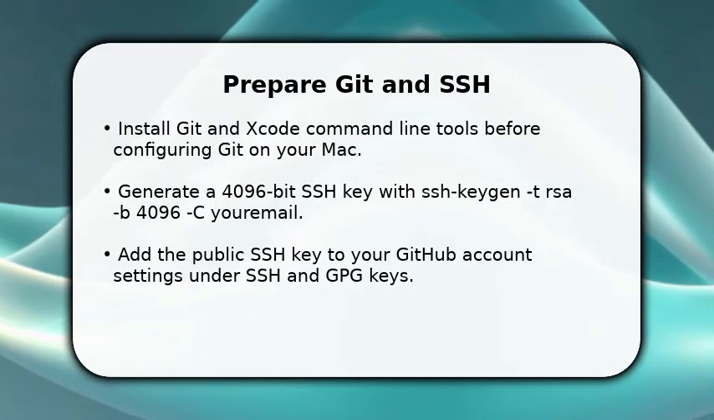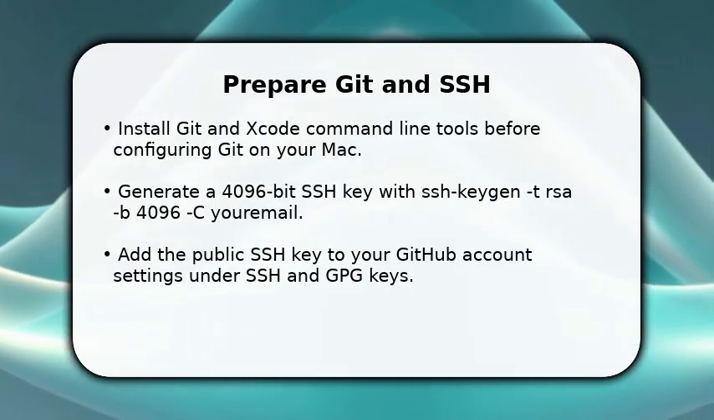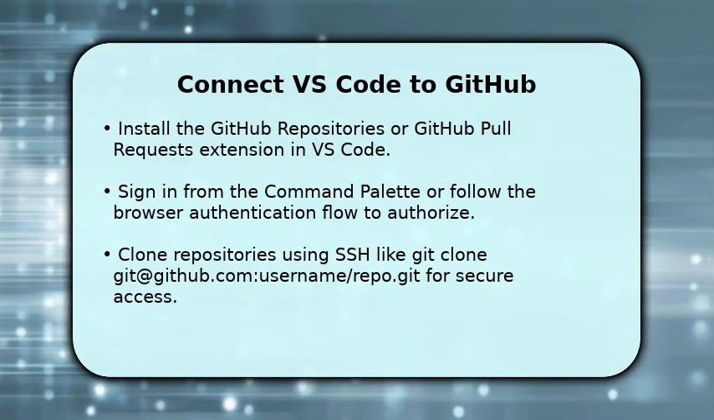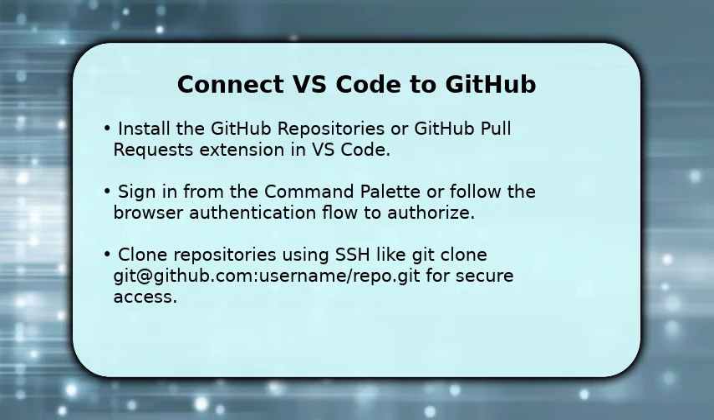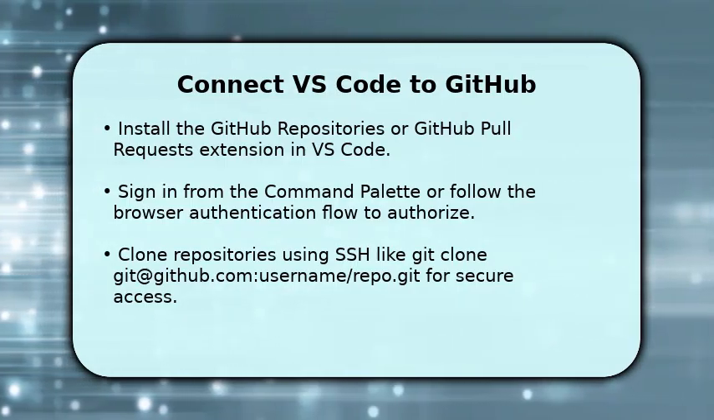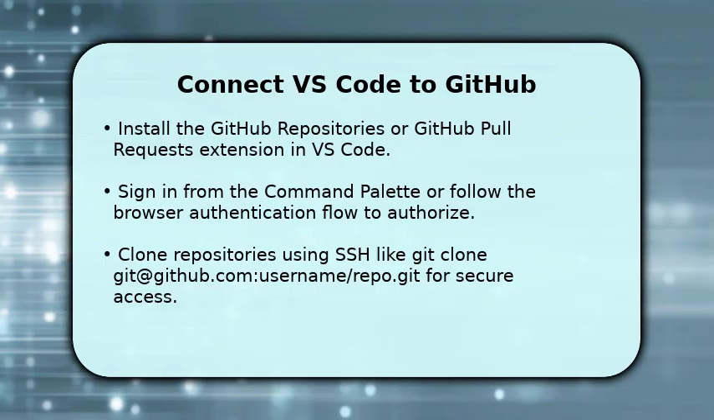Test the connection using ssh -T git@github.com to confirm authentication. Open Visual Studio Code and install the GitHub Repositories or GitHub Pull Requests extension. Use the command palette and choose Sign in to GitHub to open the browser authentication flow.